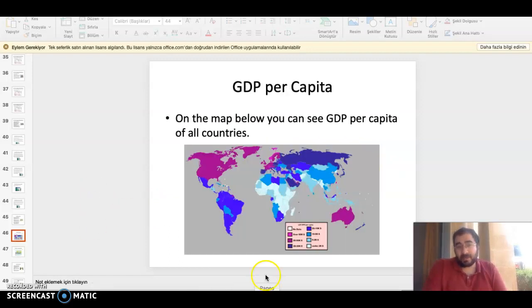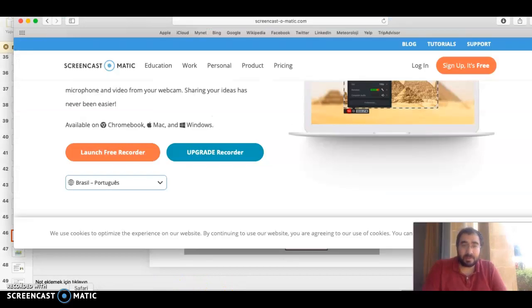So this is the map of GDP per capita. You can see the countries with high and low GDP per capita. You can guess. Let me give you the actual numbers. But let's open it. One moment.